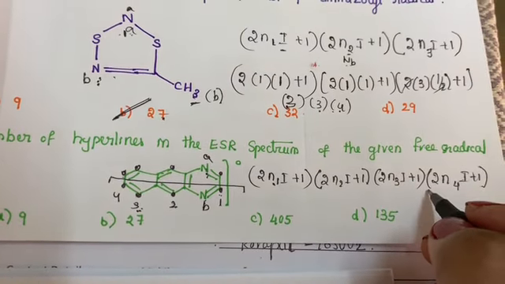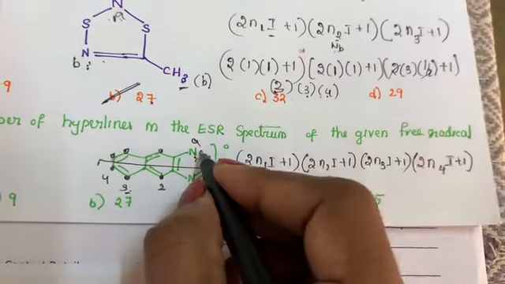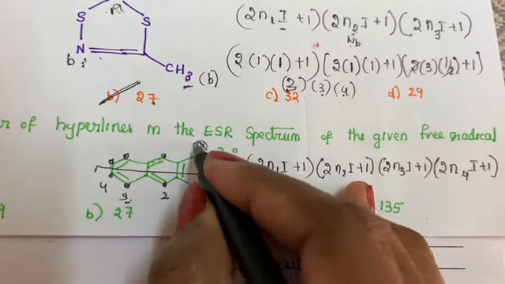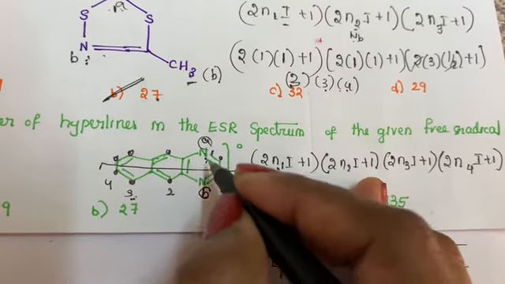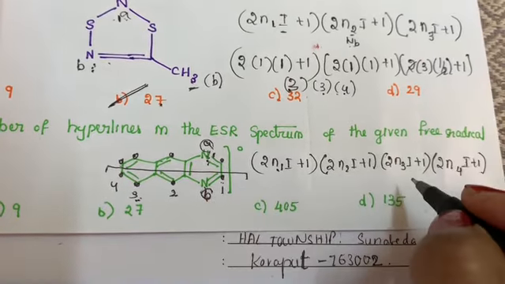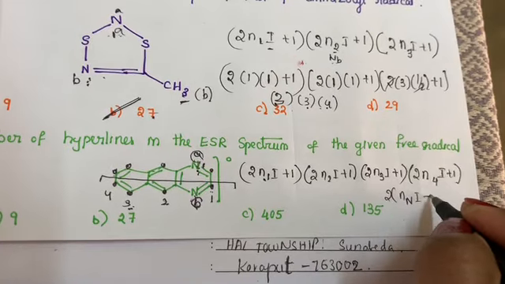Apart from that, it also has the nitrogens, so we consider these two nitrogens. But here you notice these two nitrogens are chemically not different. They both have an equal chemical environment. So these two together you can consider as one category. So you can write it as (2N nitrogen I plus 1).